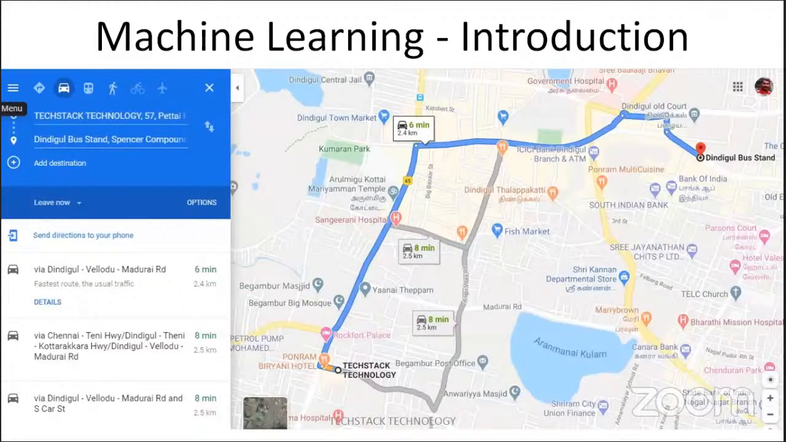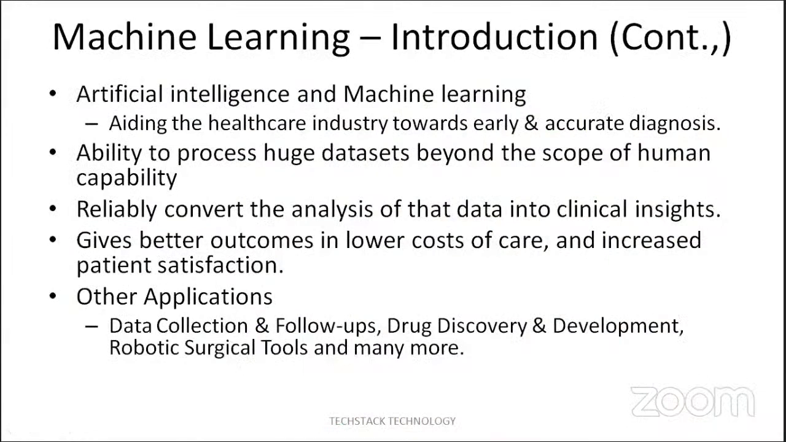Like that in the medical industry, how is machine learning going to help us? The basic thing is that artificial intelligence is a huge, broad umbrella term. Inside that, machine learning comes into play, and it helps the healthcare industry towards easy and accurate diagnosis. It has the ability to process a huge volume of data, which is not normally possible for a human being.